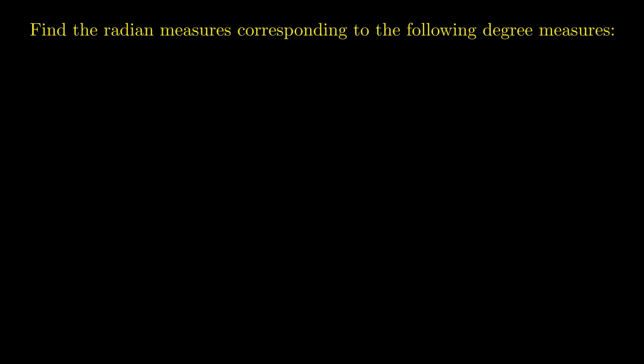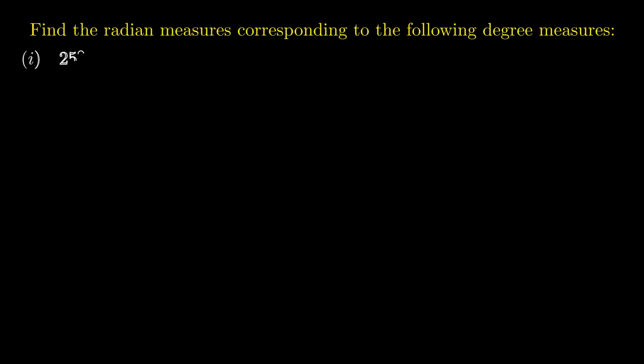Okay, now let's test our understanding of the topic by solving some of the exercise problems in the text. In this video, I will be solving exercise 3.1 from the NCERT textbook, which is prescribed for 11th standard students. Our first exercise problem is: find the radian measure corresponding to the following degree measures.